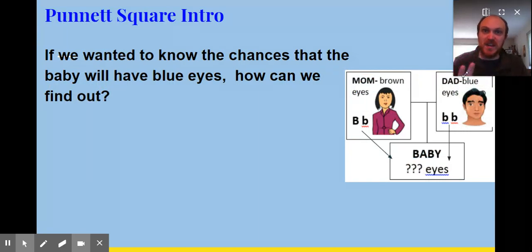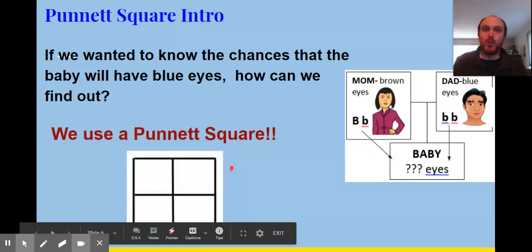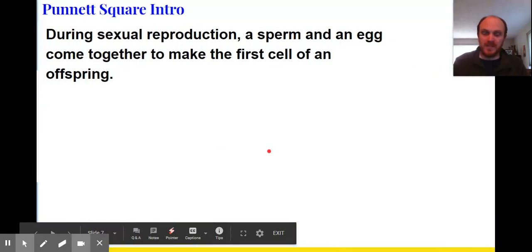Okay, I got 4 slides to teach you how to use a Punnett square. If we wanted to know the chances the baby will have blue eyes, we could use a Punnett square. And a Punnett square looks like this. Looks like a window. So these are actually the 4 slides.